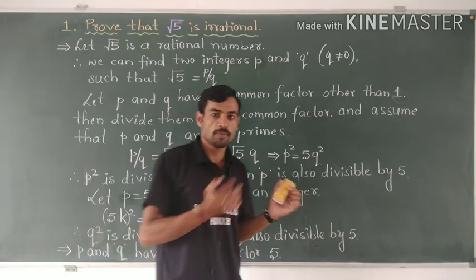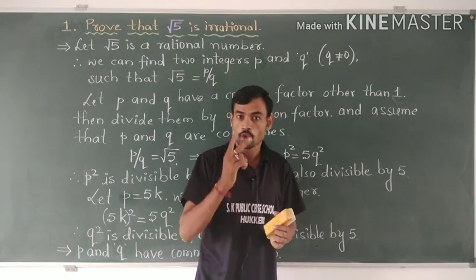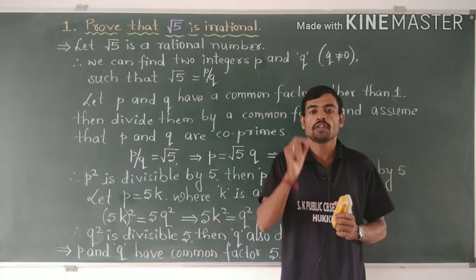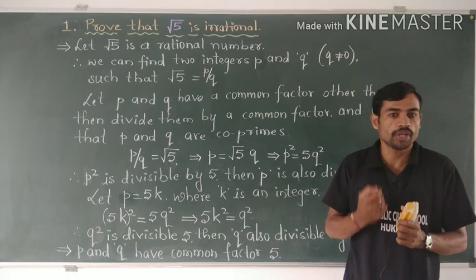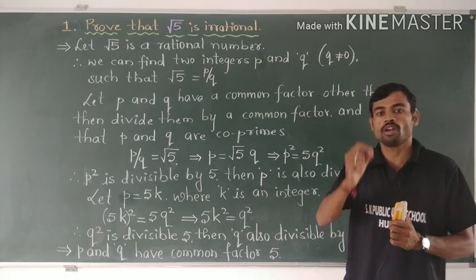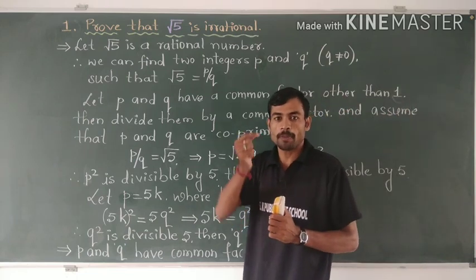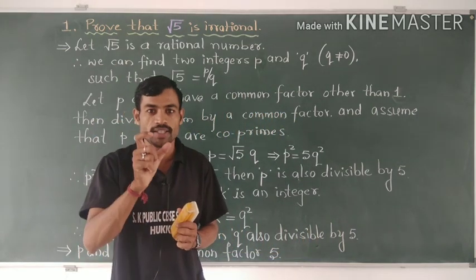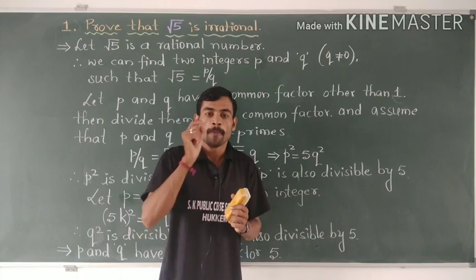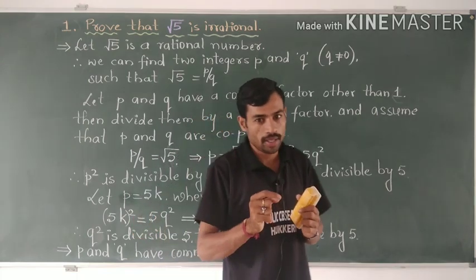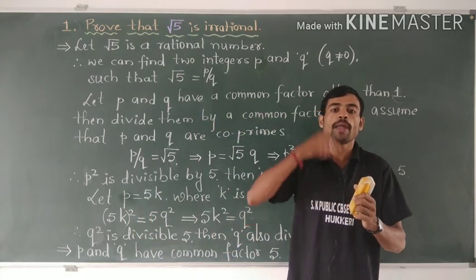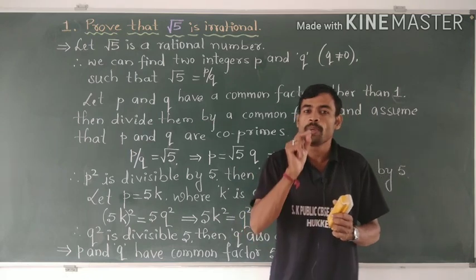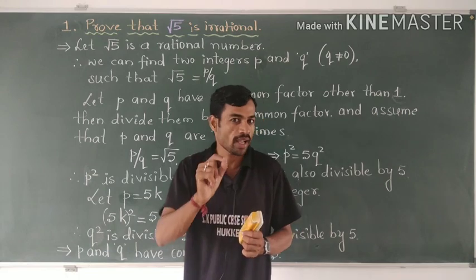We already saw it in the previous class, in note 2: let p be a prime number. That prime number p divides a square, where a is a positive integer. If p is a prime number and p divides a square, then p also divides a.